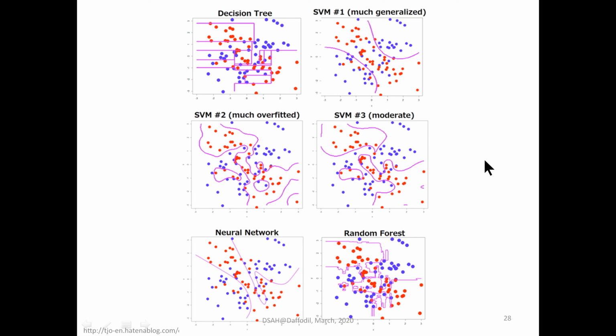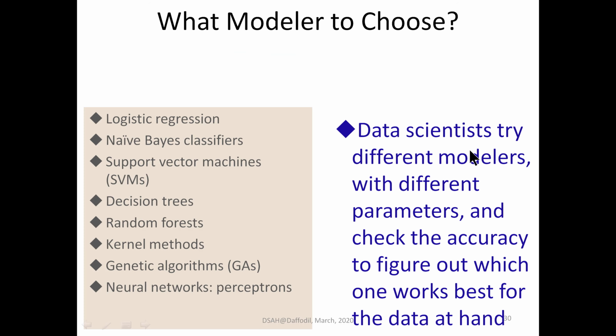And coming back to our discussion of what modeler to choose, it depends on what type of problem you are actually trying to solve, and data scientists try different modelers. Sometimes we mix models with different parameters and check the accuracy to figure out which one works, because for a specific problem, you apply different classification techniques and find out which classification works better for this particular problem based on accuracy, precision, recall, and other measurements we are going to talk about now.